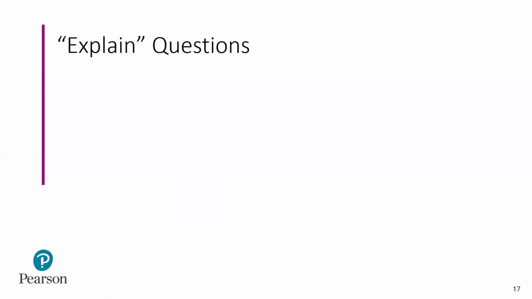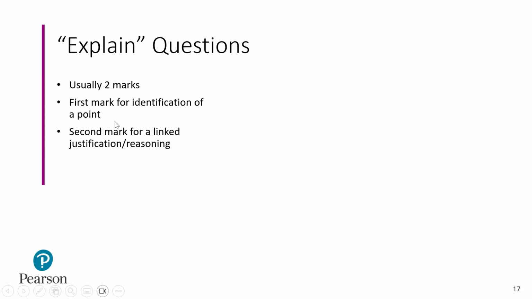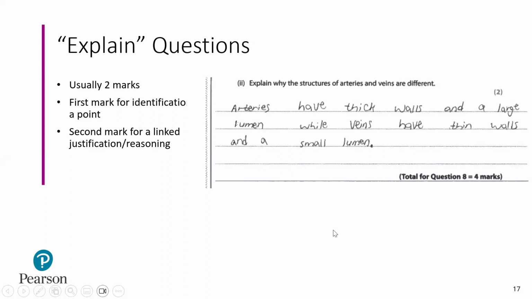Explain questions are usually worth 2 marks, and most students at best score the first marking point. The first marking point is for identifying some relevant point. The second marking point is for a linked justification or a reason. So I have an example here: explain why the structure of arteries and veins are different.